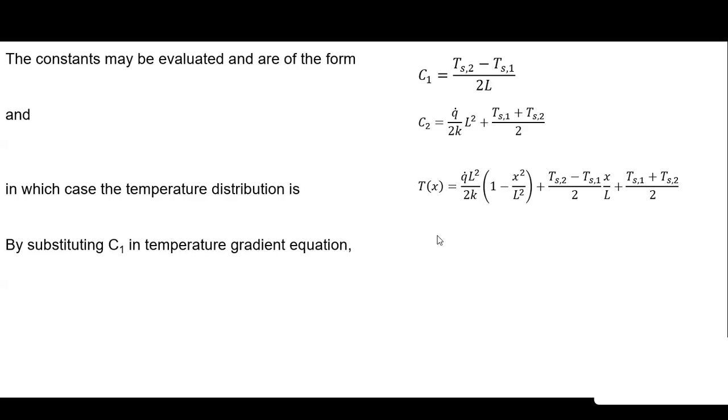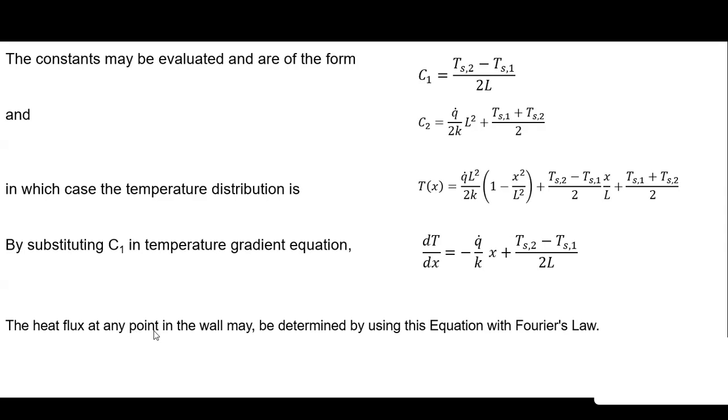Now we can substitute the value of C1 into the temperature gradient equation, and we'll get the temperature gradient equal to minus q dot upon k into x plus TS2 minus TS1 divided by 2L. Because we know that rate of heat transfer is minus k A into dT by dx, and heat flux at any point is minus k into dT by dx. So dT by dx is there, you have to simply multiply this by minus k and put the appropriate value of x where you want to find out the heat flux, and directly you can calculate the heat flux at that particular location.